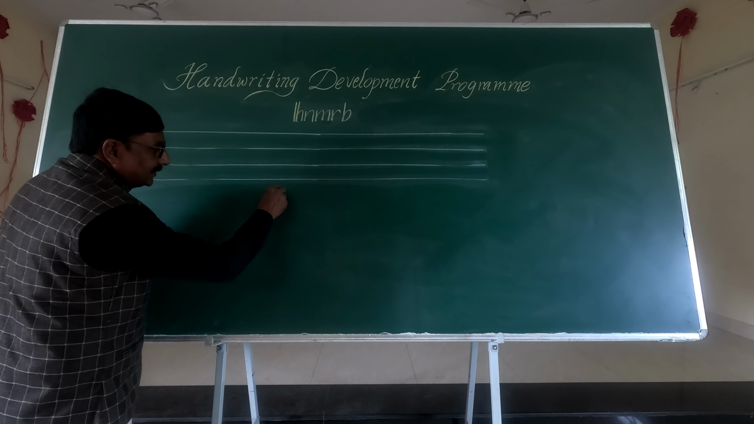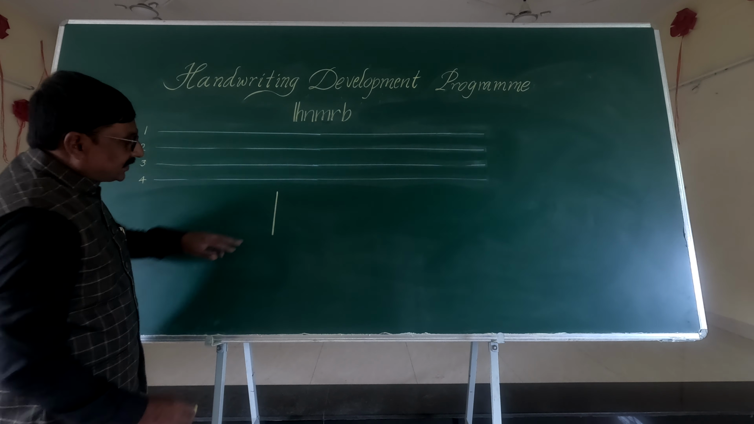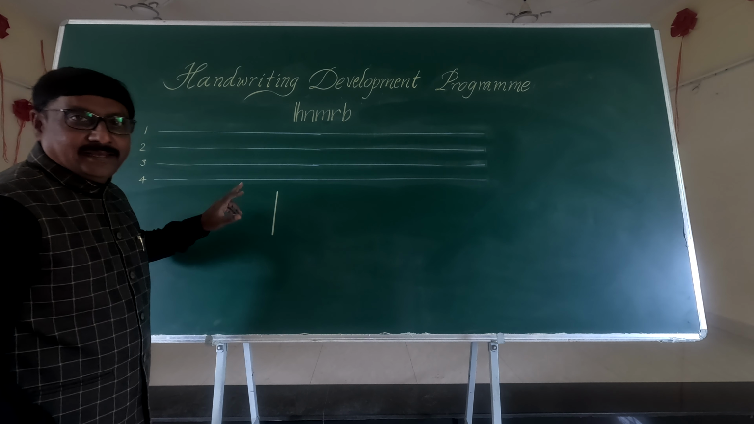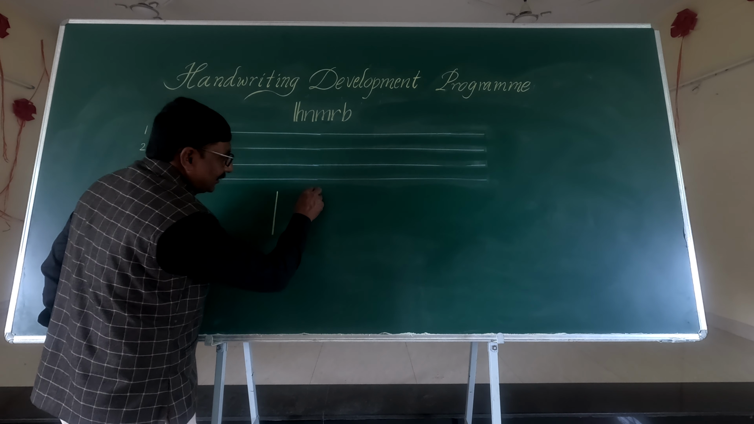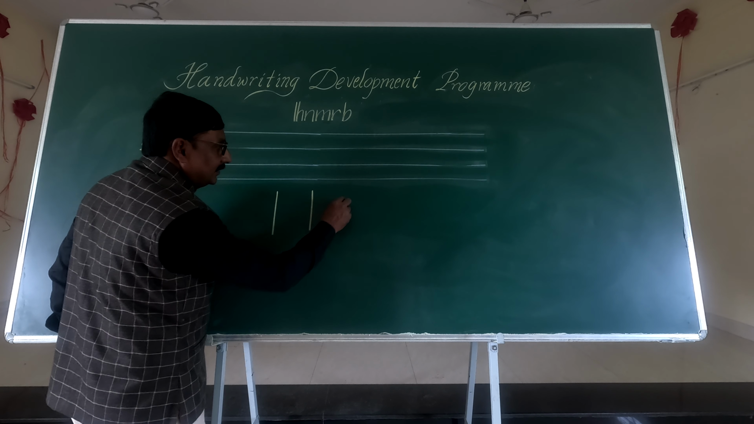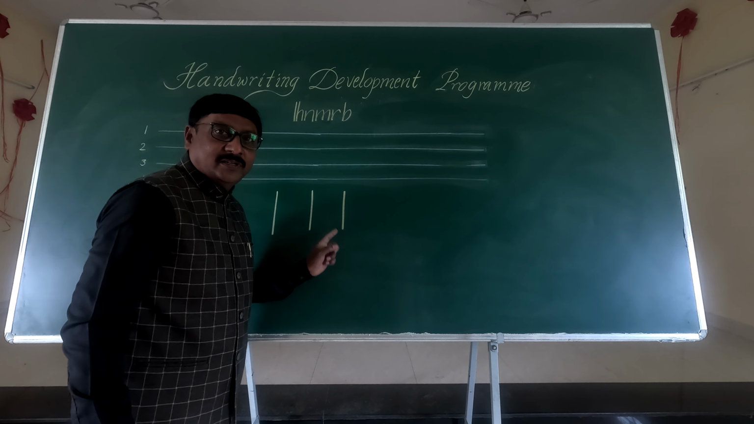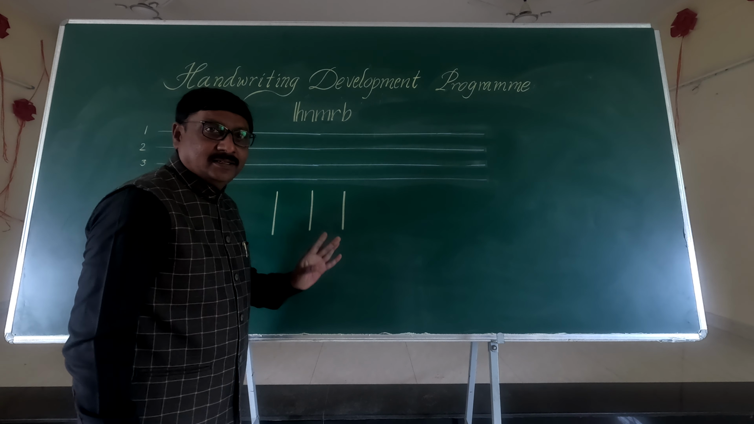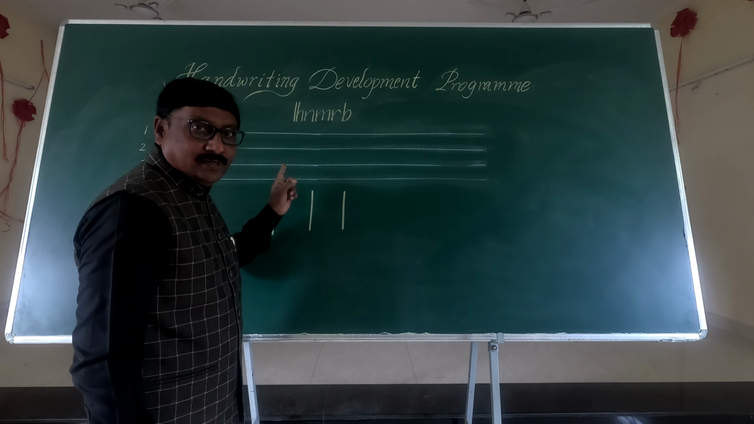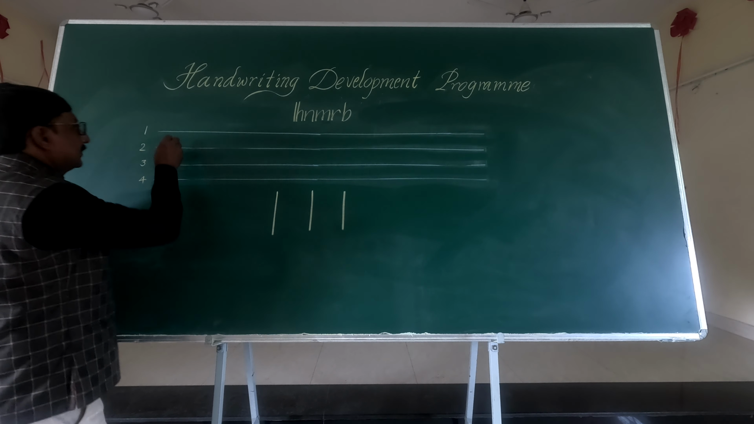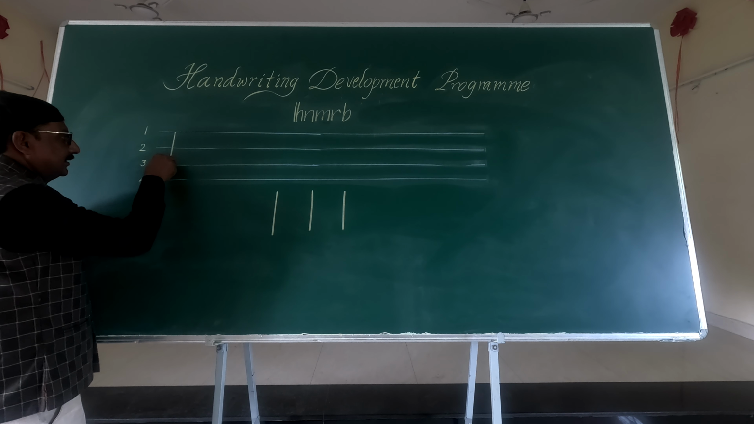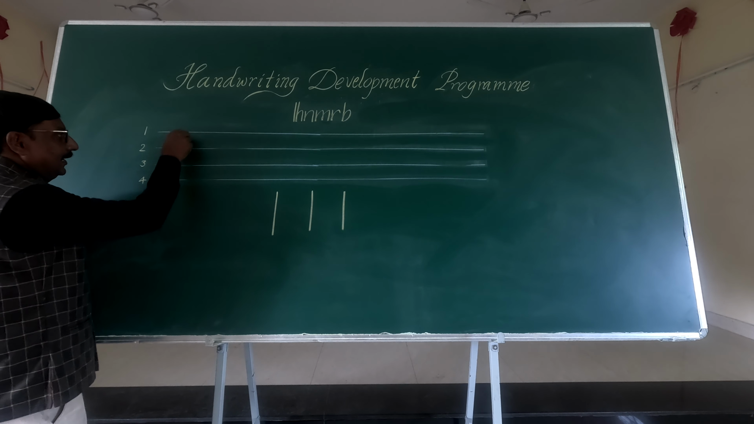Here I am writing the straight line. It is a straight line, and this is the letter L, the first basic of English italics handwriting. Now I am writing in the four lines. A straight line is known as the letter L.